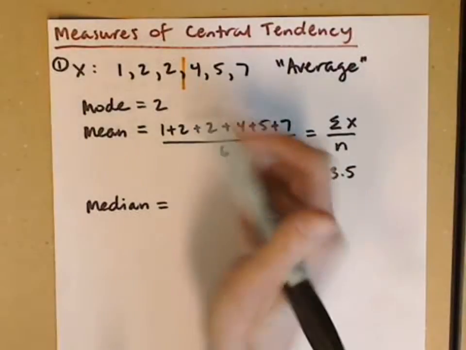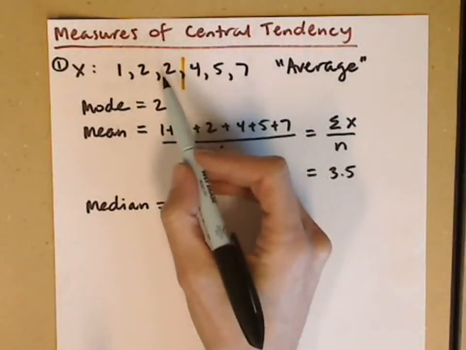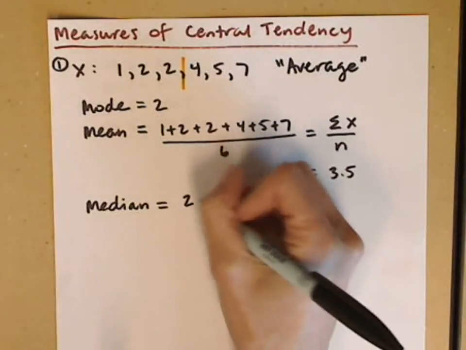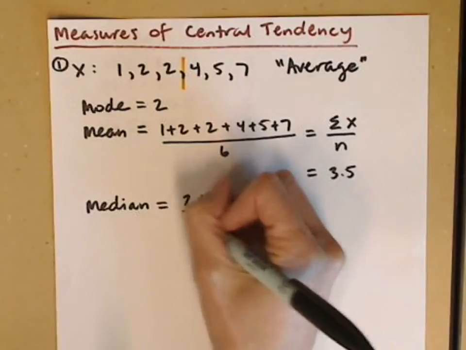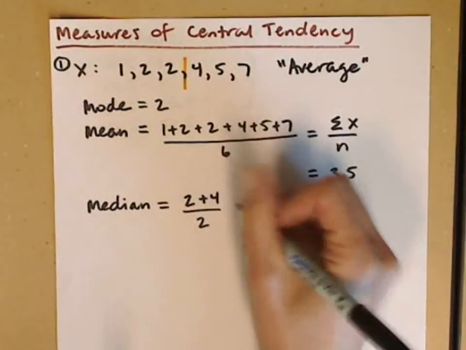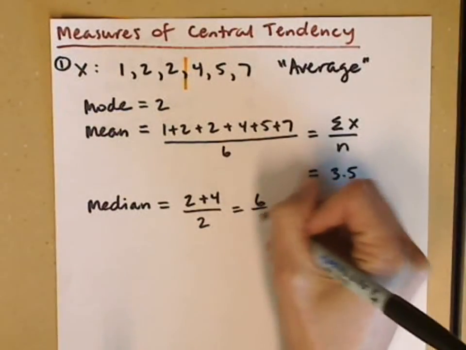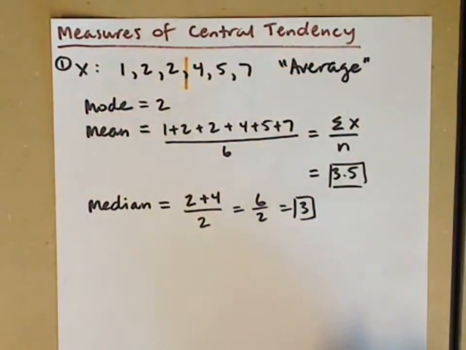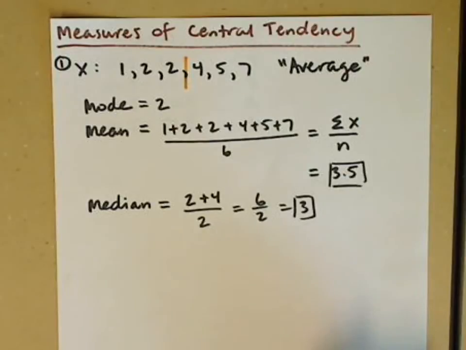So for this case, it's going to be 3, right? You can look at that. 3 is between 2 and 4. But if it was a tougher one to calculate, you would find the mean of the two middle numbers. So I do 2 plus 4 divided by 2, 6 divided by 2, and our median is 3.